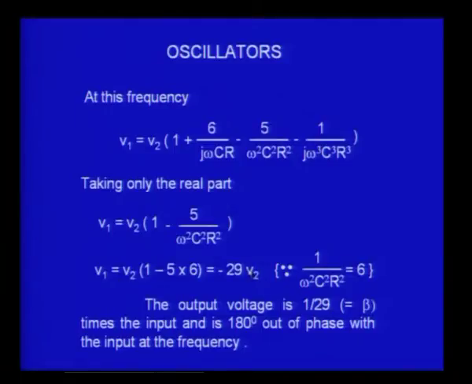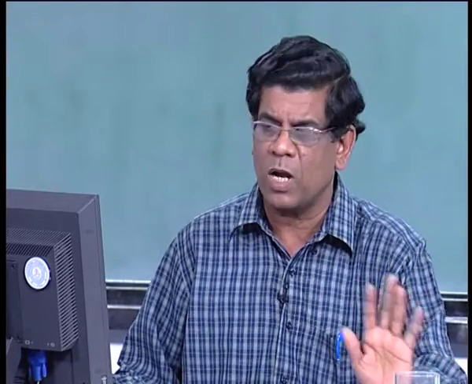So the output becomes V1 is equal to minus 29 times V2, or V2 is 1 by 29 times V1 with a 180 degree phase difference, that minus shows the phase difference also. So when will this become equal to 1? Only when the gain becomes 29, and this is the beta factor 1 by 29. When the gain becomes 29, A beta becomes 29 into 1 by 29 is equal to 1. Therefore, it will satisfy the Barkhausen condition. You will get 180-degree phase also, and therefore the oscillations will be sustained.